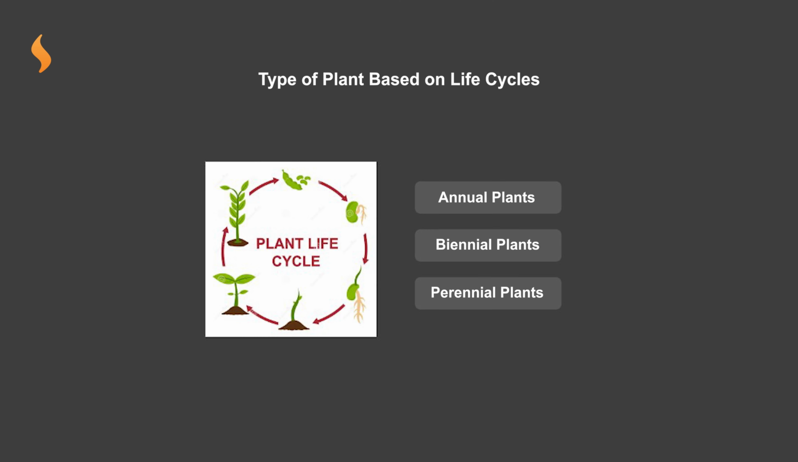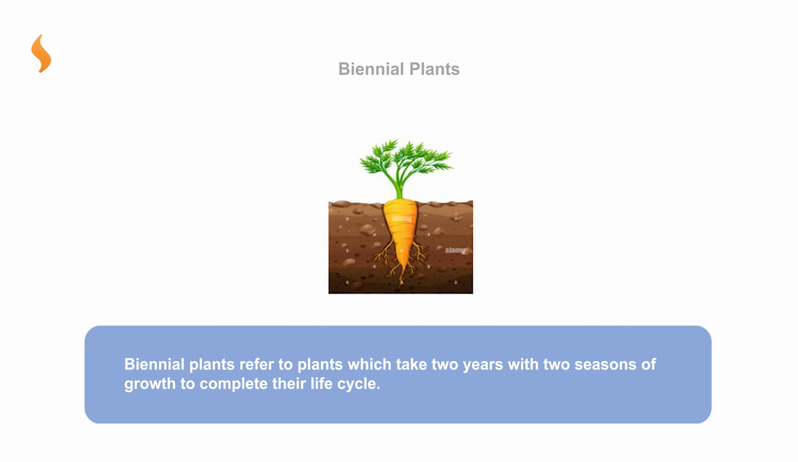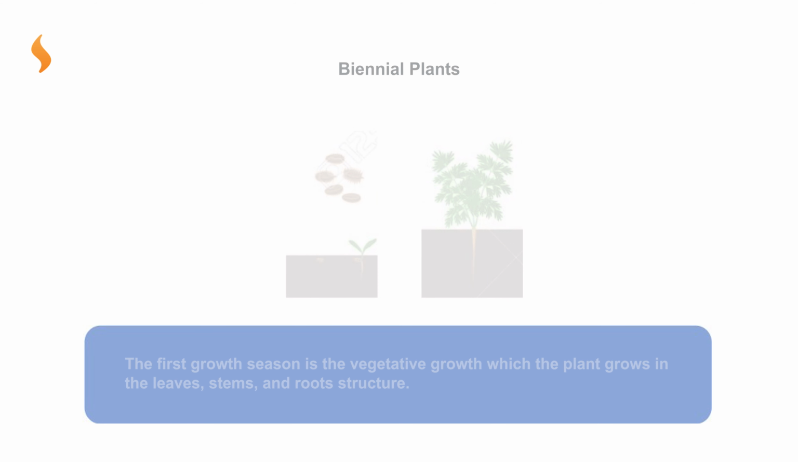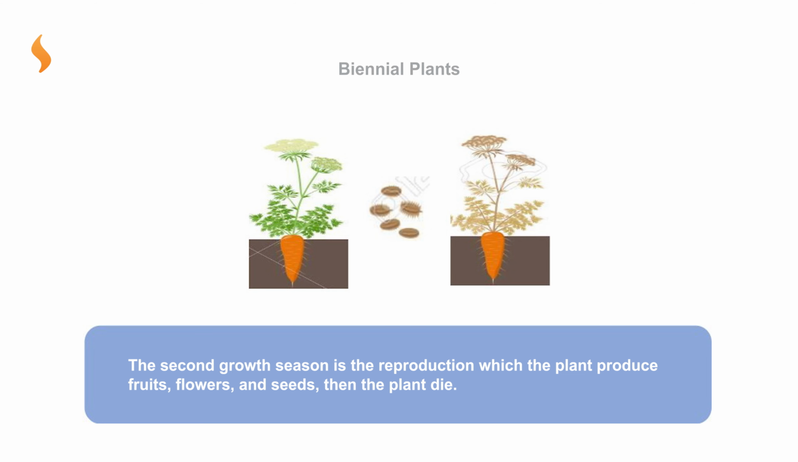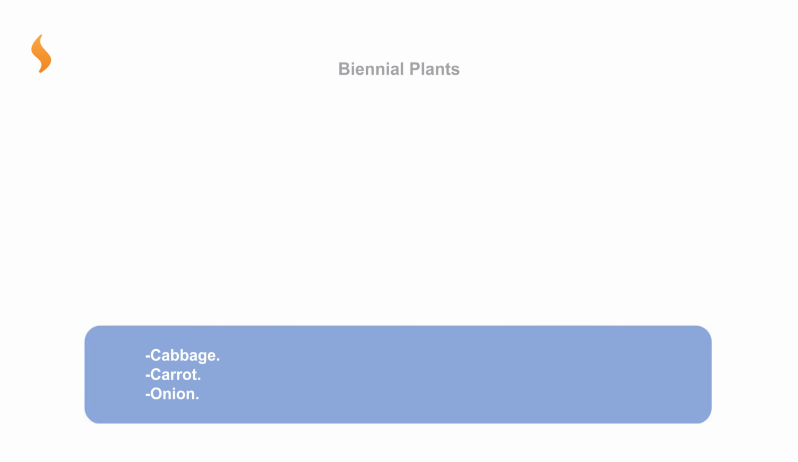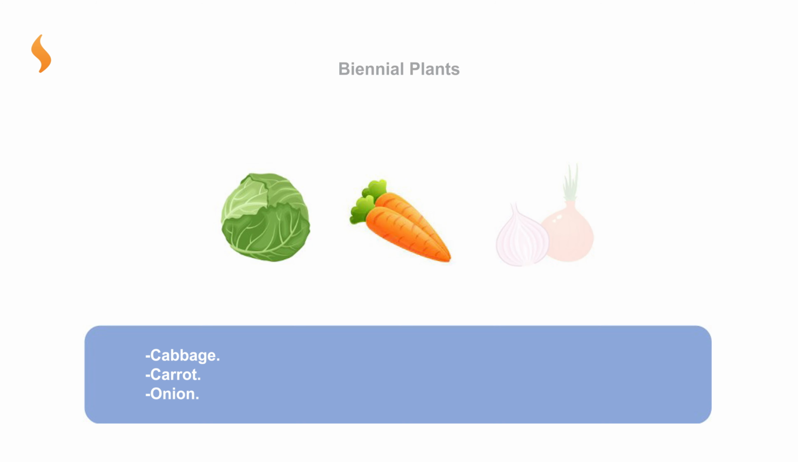The second type of plant's life cycle is biennial plants. Biennial plants refer to plants which take 2 years with 2 seasons of growth to complete their life cycle. The first growth season is the vegetative growth, in which the plant grows the leaves, stems, and root structure. The second growth season is the reproduction, in which the plant produces fruits, flowers, and seeds, then the plant dies. Examples of biennial plants are cabbage, carrot, and onion.